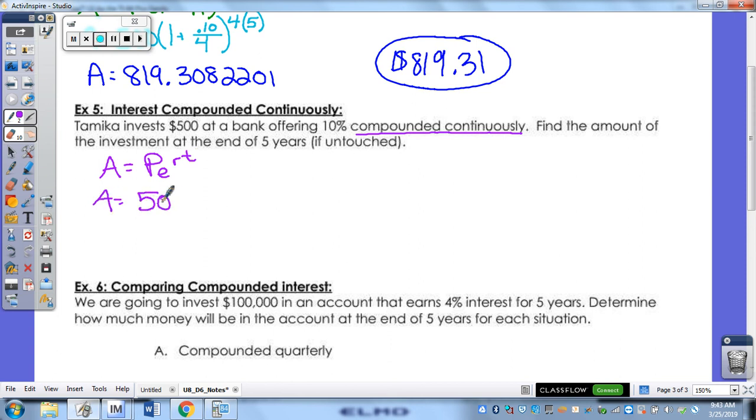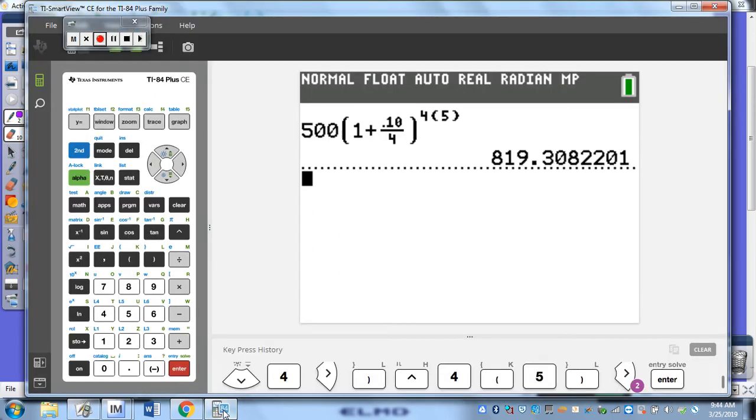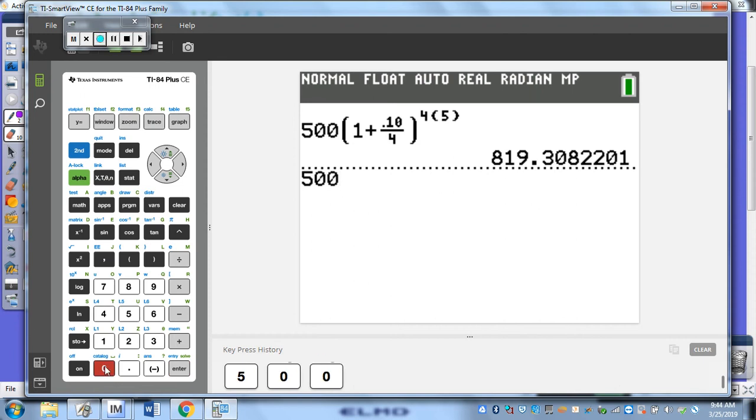So our principal, yet again, is $500 because she's investing $500. E stays as E. It's compounded continuously, so that's just E. Our R would be 0.10 because that's how much interest she gets. She gets 10% interest. And that's going to be times 5. So your exponent is 0.10 times 5. So remember, to get E, you have to hit second and then the ln button. That gives us our E.